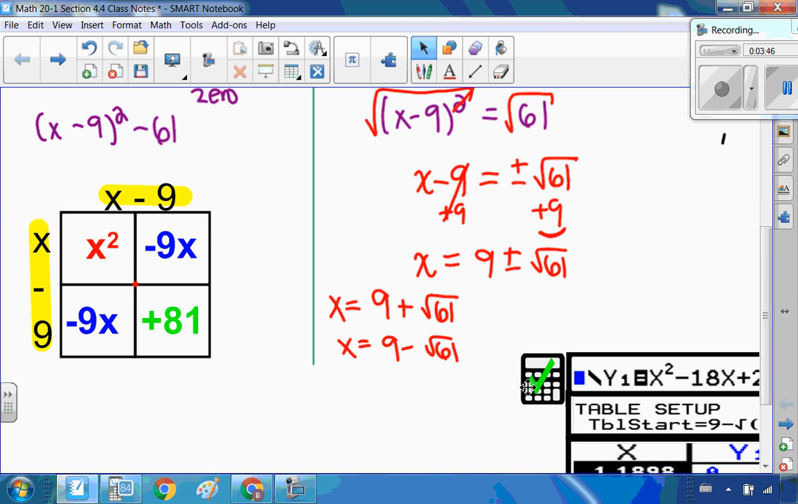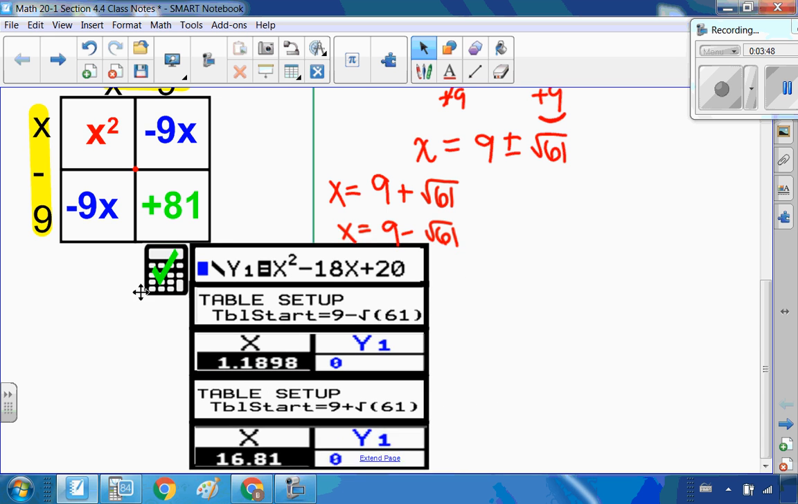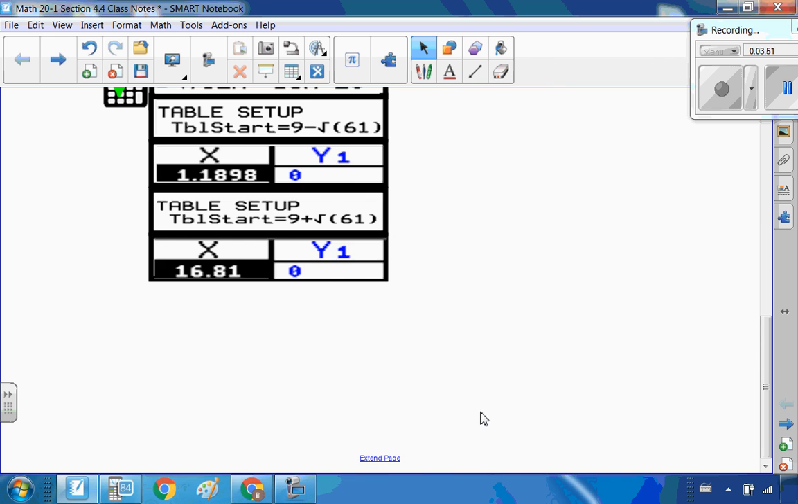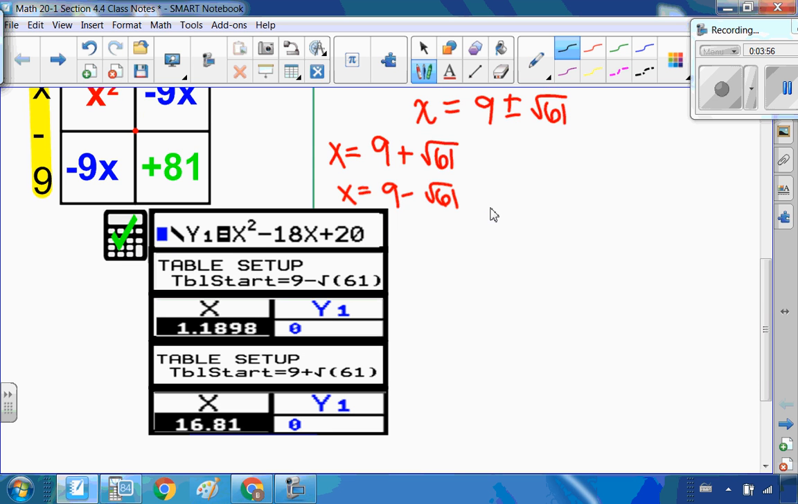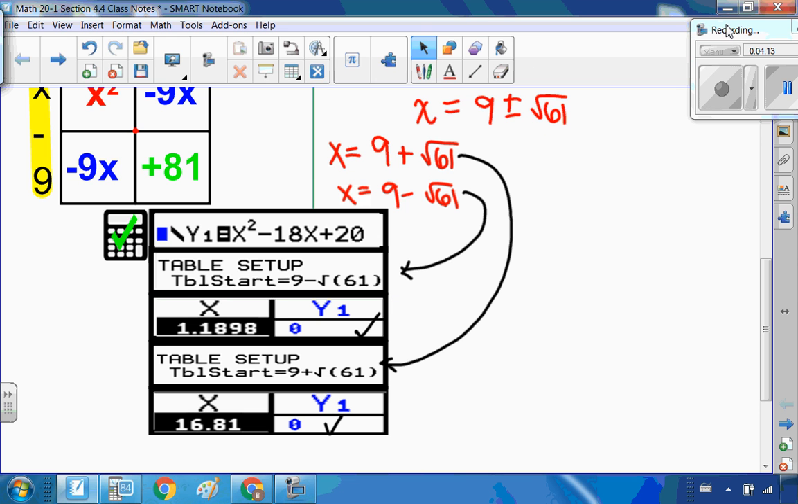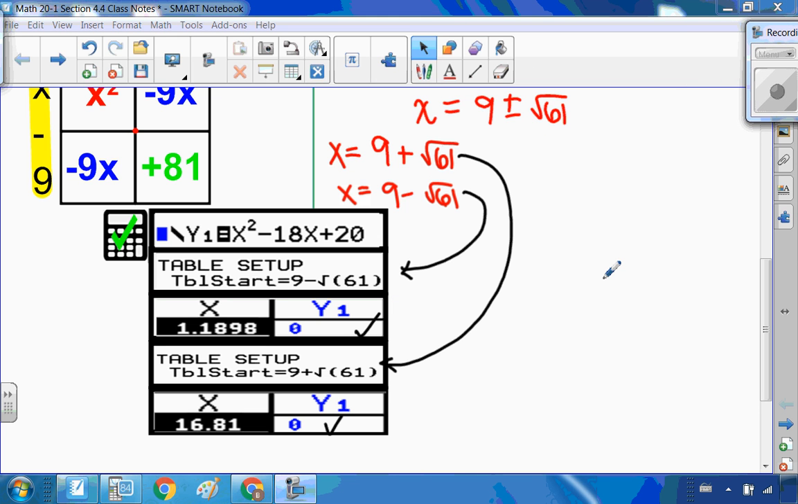So in y1, I'm going to put my equation, and then I'm going to start my table at my two different solutions. Here's my original equation, and you can see I enter in 9 plus root 61 right here. It's an irrational number, but it makes the equation equal 0. And then I enter in 9 minus root 61 right here. It also is an irrational number, and it makes the equation equal 0. It's important that you use the exact values, otherwise if you use rounded values, it won't exactly equal 0.